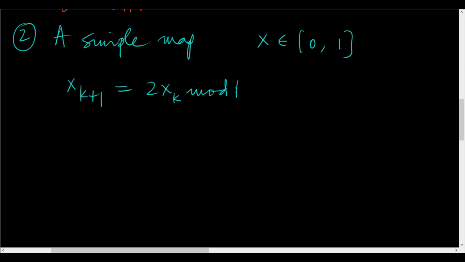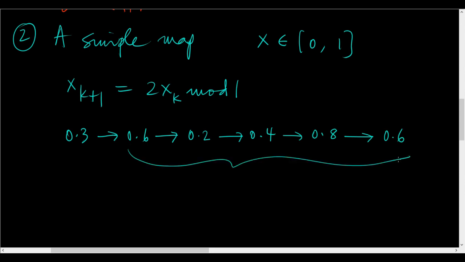Okay, so let me give you an example. Suppose x is 0.3, then it goes to 0.6. Twice that is 1.2, that becomes 0.2. Twice that is 0.4. Twice that is 0.8. Twice that is 1.6, which is again 0.6. Interestingly, you've settled on a periodic orbit. So you started from here and it's a periodic orbit now, 0.6 to 0.2 to 0.4 to 0.8 and then back to 0.6. So this is a period 4.